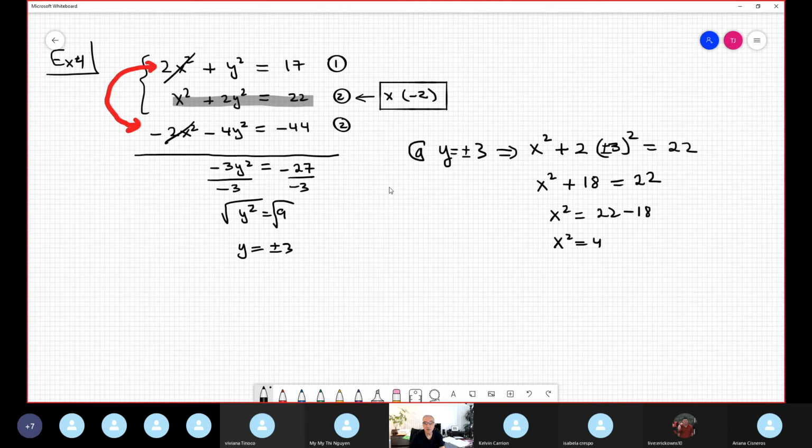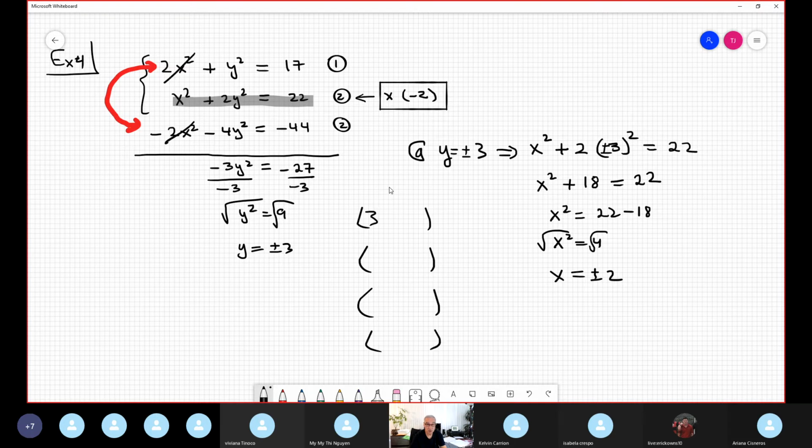Apply square root to both sides. X is equal plus or minus 2. Entonces, what is the interpretation there? Well, the interpretation is that actually we have 4 points. The 4 points are a combination, no? Everything together, right? Is 1, 2, 3, and 4 points.